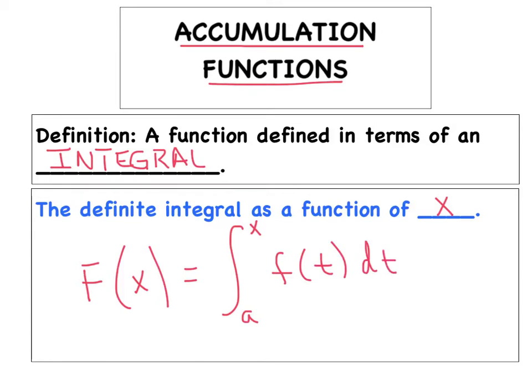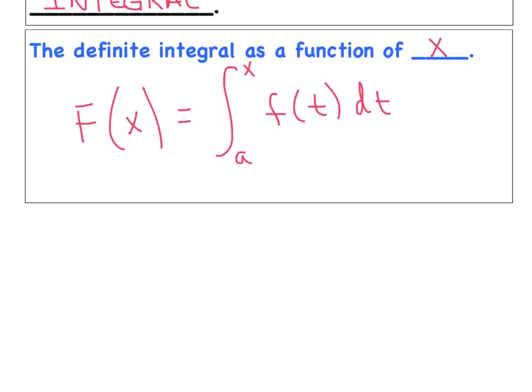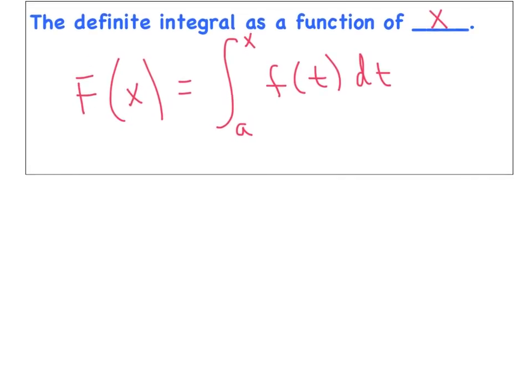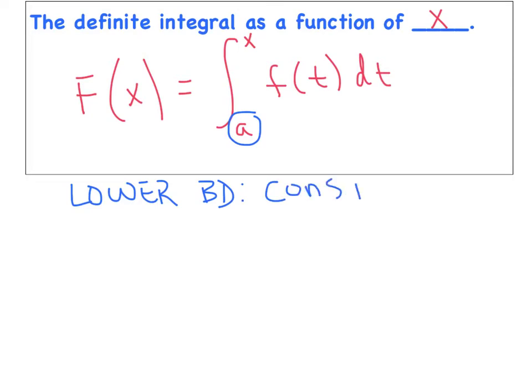Alright, so let's analyze this setup. What we've presented you with is an example of an accumulation function. Specifically, the capital F is the function that's considered the accumulation function. The lower bound, let's make a note, has to be a constant. It's kind of like a starting line for us. The upper bound has to be a function of x. In most cases tonight, it's just going to be simply an x. It won't be anything other than that.